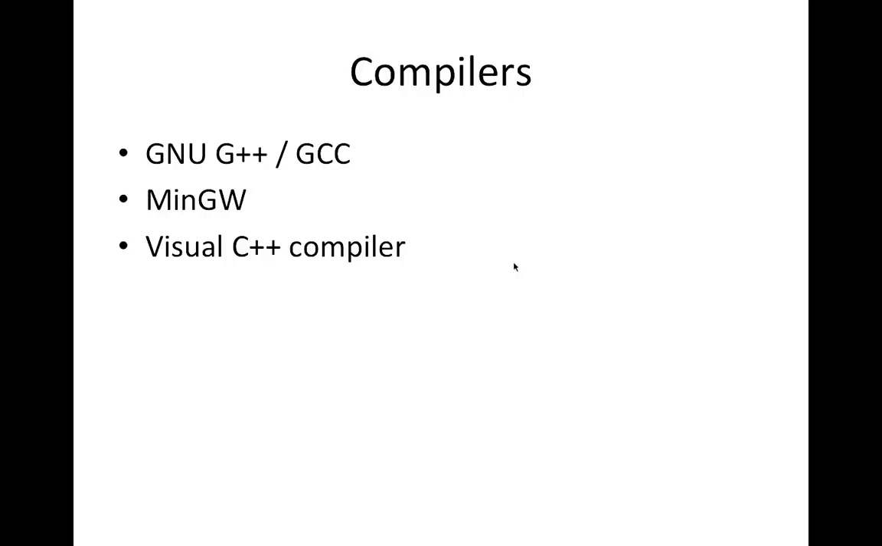GCC was originally designed for compiling a computer language called C. And later on, extensions were added to C to create C++. And then extensions were built into GCC to create G++. So now they're the same program, you use GCC to compile C++ programs as well as C.